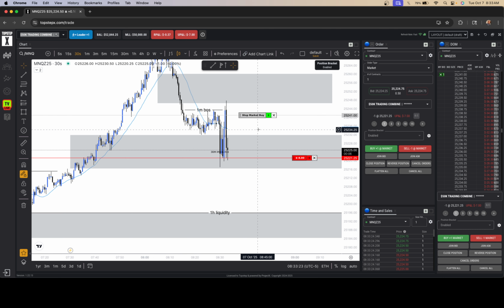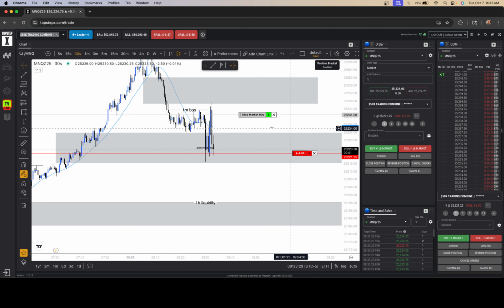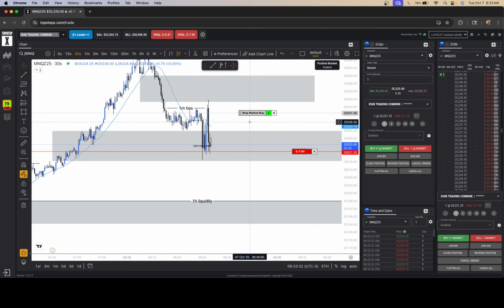So this is a slightly risky trade in my opinion, but it does look like we're going to be selling decently. We really want to see a close below here before I would take a sell. So that's where the slight risk comes in.